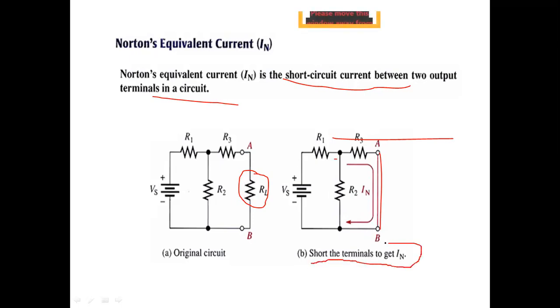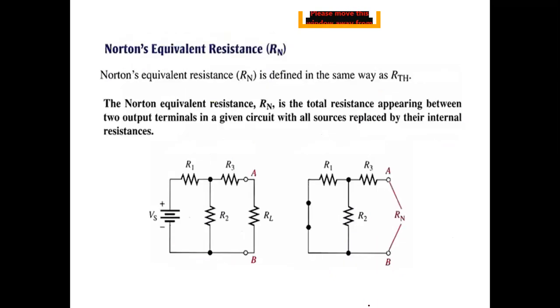So what is written there? Short the terminal to get the value of the Norton current. Okay. From the original circuit, how will you get the Norton current? You just remove the load resistor and short the terminals A and B and get the value of Norton current IN.